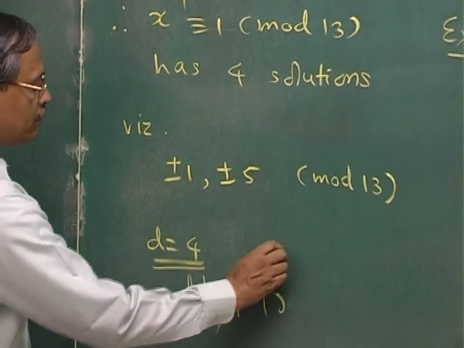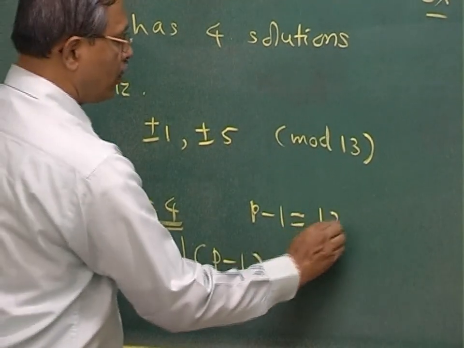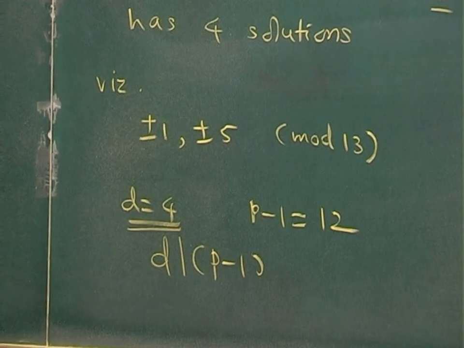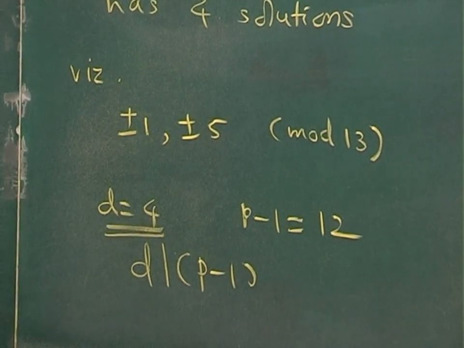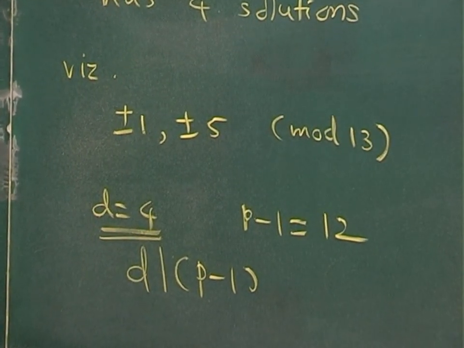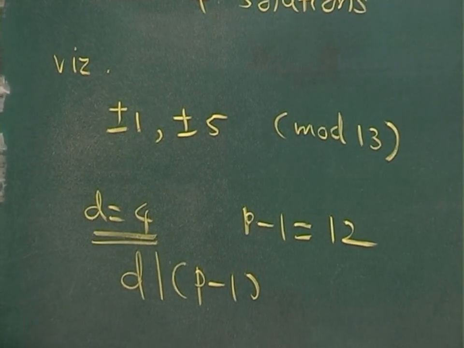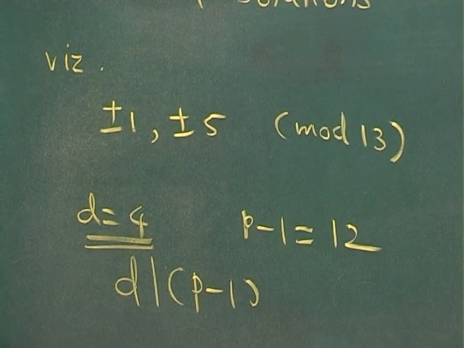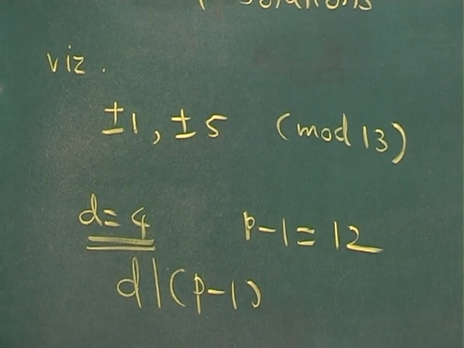What is p minus 1? 12. 4 divides 12. So when d divides p minus 1, there are exactly d solutions to the equation x raised to d congruent to 1 mod p. This is if and only if. So we will now prove this.